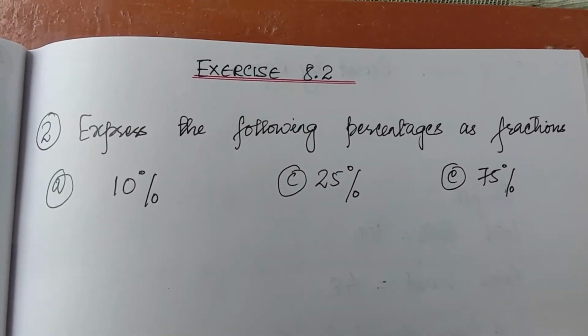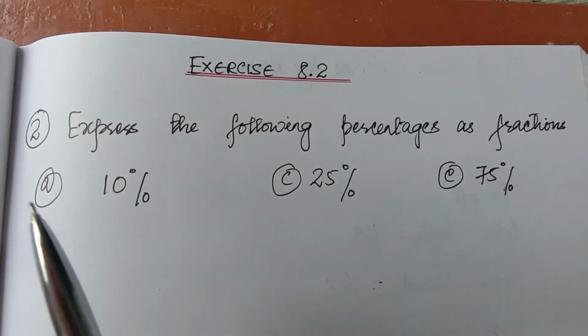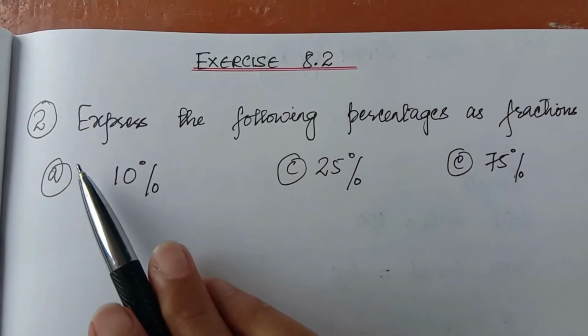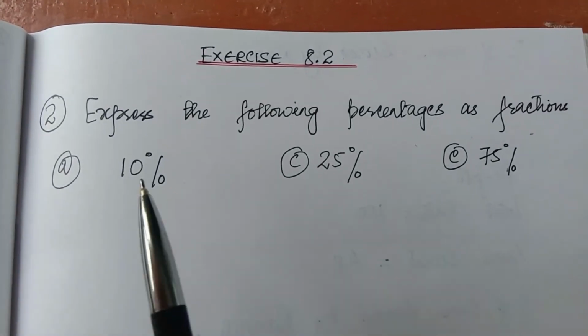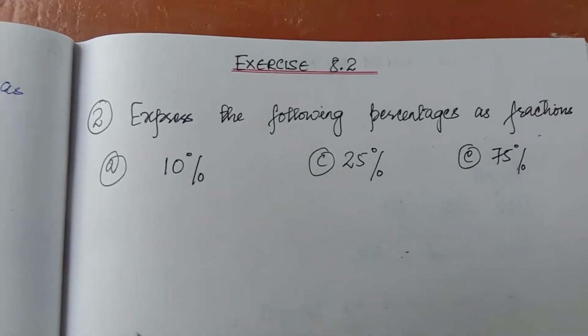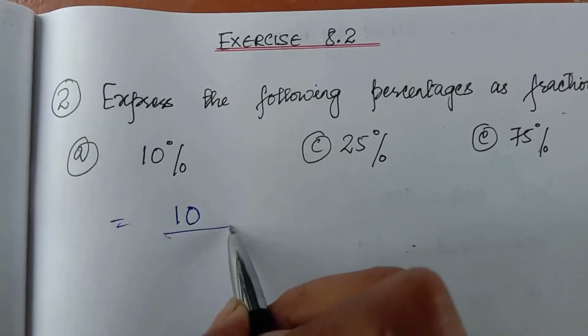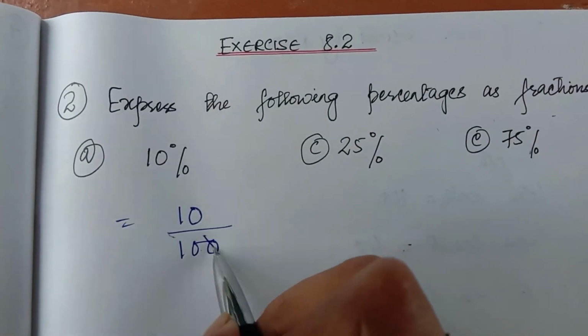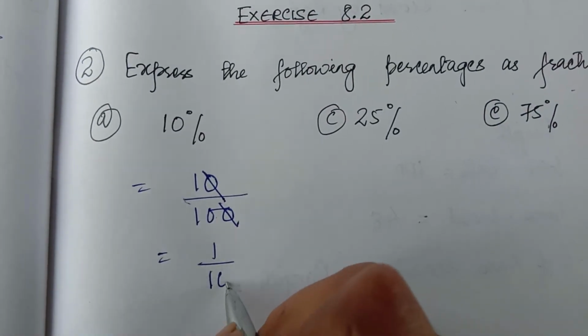Now we'll start exercise 8.2. Question number 1, you have to solve yourself. Number 2, express the following percentages as fraction. So here percentages are given, you have to convert this percentage into fraction. So to convert the percentage into fraction, we have to divide by 100. So cancel this 0, 0. Answer is 1 divided by 10.